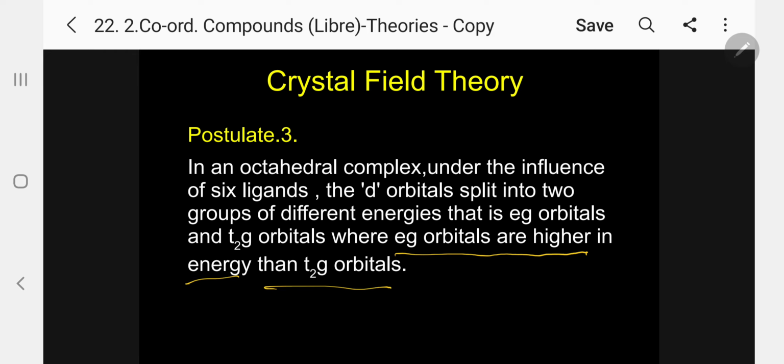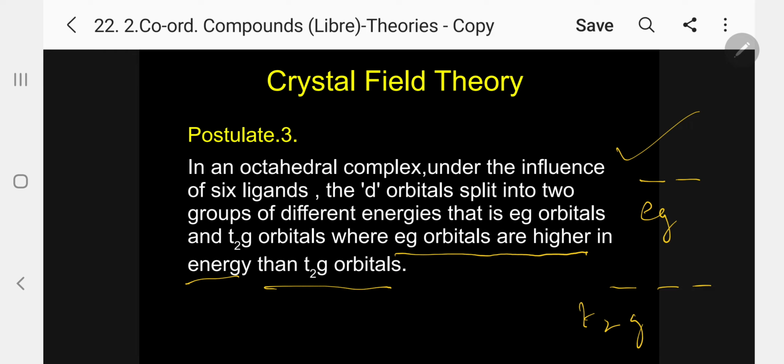What is the reason? EG orbitals lie along the axis, so there is a repulsion between the orbitals and the ligands. When they are nearing each other, due to electronic repulsion, they will have higher energy. The T2G orbitals lie between the axes, so they will have low energy. That means normally it will split into 2 groups. Kindly follow. So EG orbitals high energy, T2G orbitals low energy. That is postulate 3.